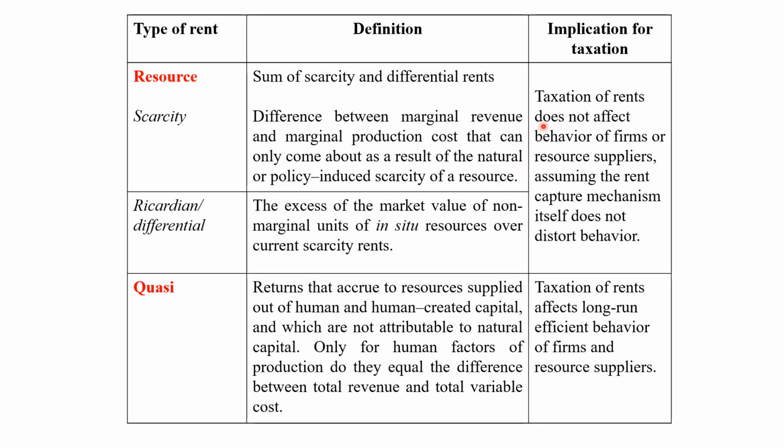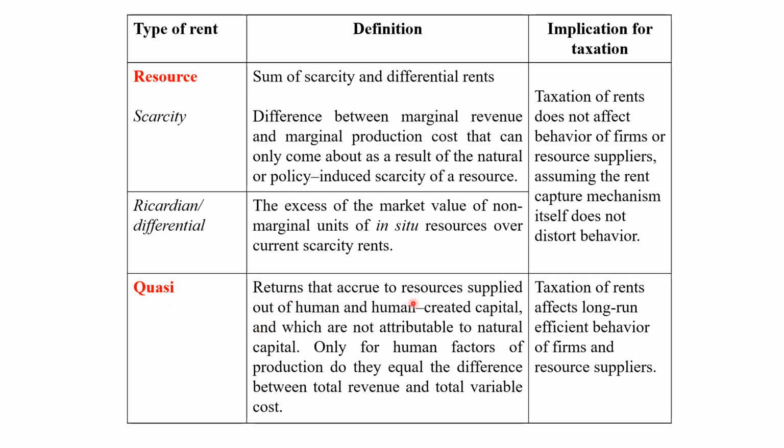What is interesting about these resource rents is that taxation of rents does not affect the behavior of firms or resource suppliers, assuming the rent capture mechanism itself does not distort the behavior. So in other words, governments can tax those rents without distorting the behavior of the firm or owner of the resource. Then we have the quasi-rents, which are our producer surplus.